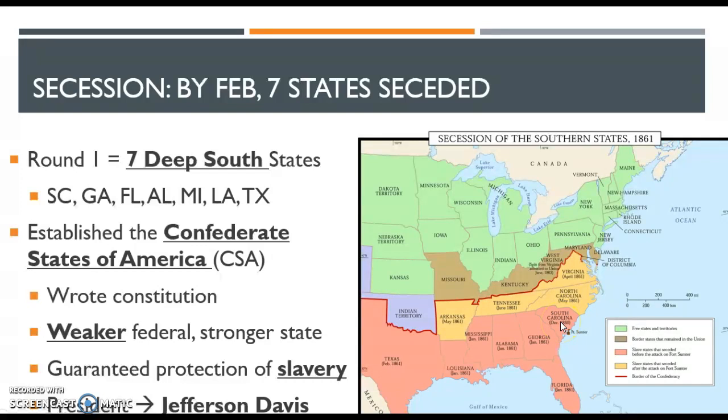The Deep South: South Carolina, Georgia, Florida, Alabama, Mississippi, Louisiana, and Texas. These are the states most dependent on slavery financially and that have the most slaves. They have the most concern and most interest in keeping slavery in place. They will join together to create the Confederate States of America. They'll write a new constitution, and this government for the Confederate States will be a much weaker federal government and much stronger state government. Their constitution will guarantee the protection of slavery in the Confederacy, and they elect a president, Jefferson Davis.